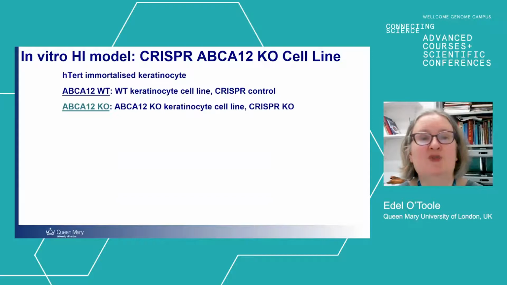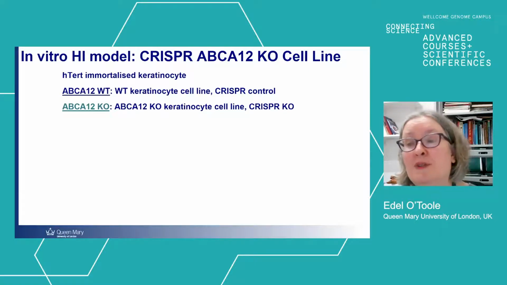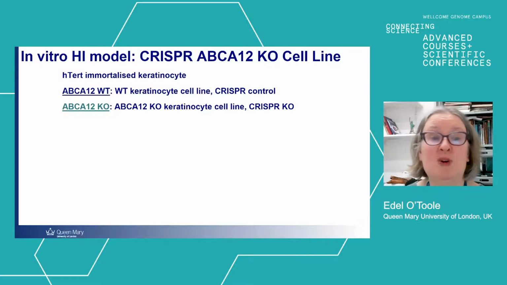So for our in vitro Harlequin ichthyosis model, we made a CRISPR-Cas9 ABCA12 knockout cell line. We used a human telomerase immortalized keratinocyte. So our wild type cell line was the control, and the knockout cell line was the cell line for the patient model.